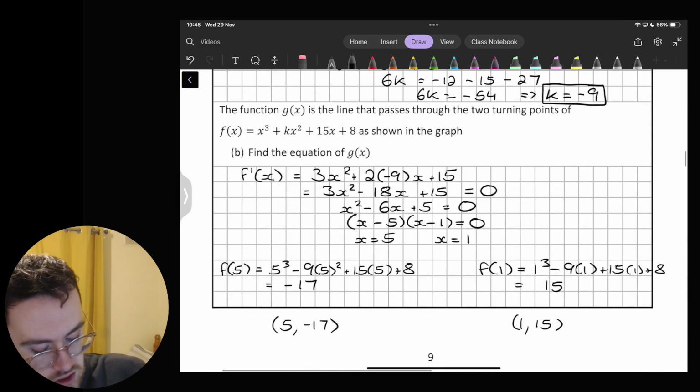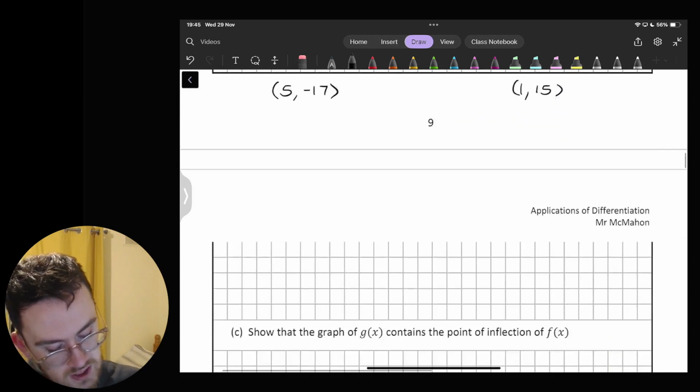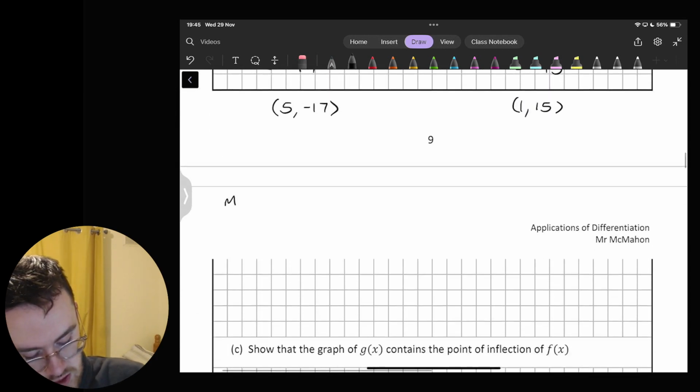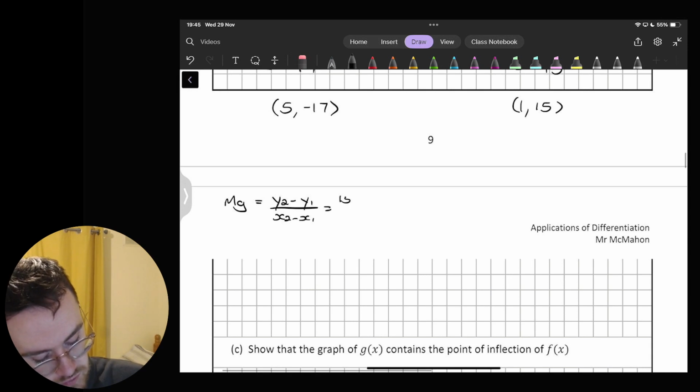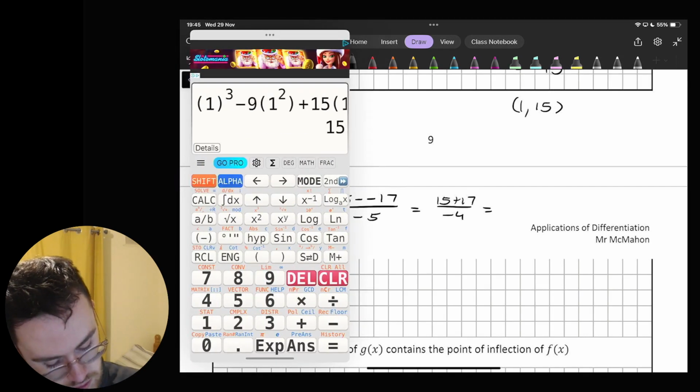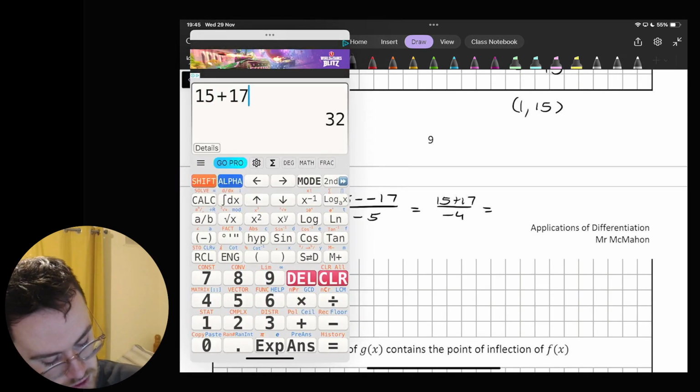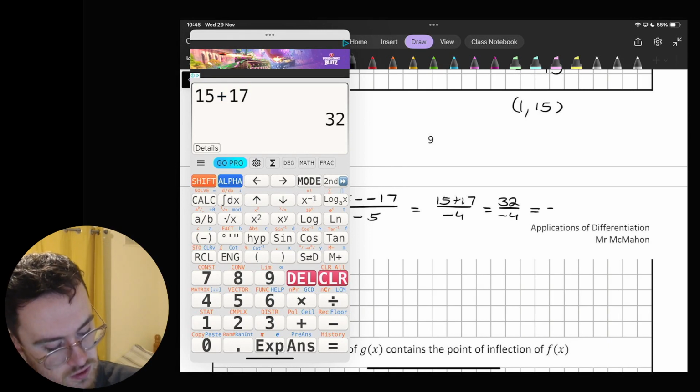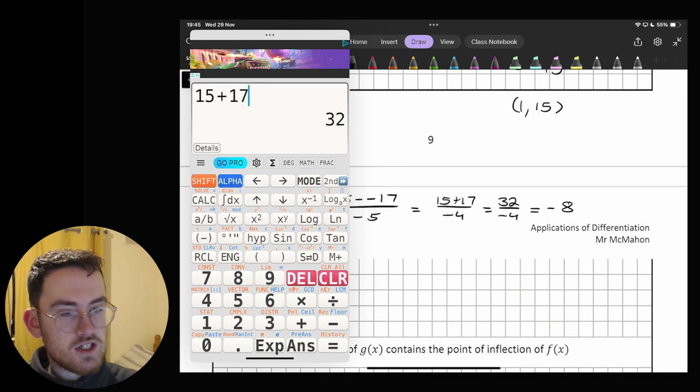If I want the equation of a line, I need two things: the slope of the line and a point on the line. I have 2 points, which I can of course use to help me get the slope. So let's get the slope of g, using my slope formula, y2 minus y1 over x2 minus x1. So 15 minus minus 17 over 1 minus 5. That's 15 plus 17 over minus 4, which is 32 over minus 4, which is of course minus 8. So my slope is minus 8.